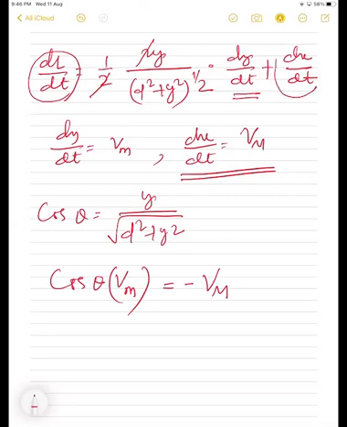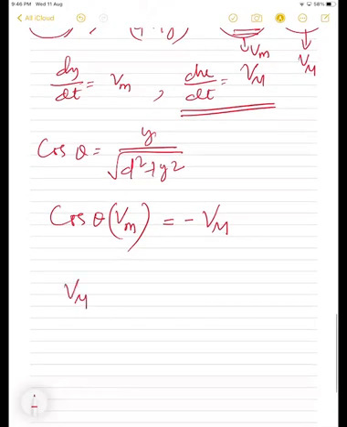dx by dt is Vm. This one is Vx, the velocity of the block. This is the velocity of the ring. And this is cos theta, right? And students, here the velocity of m is equal to how much finally? Minus velocity of block into cos theta.